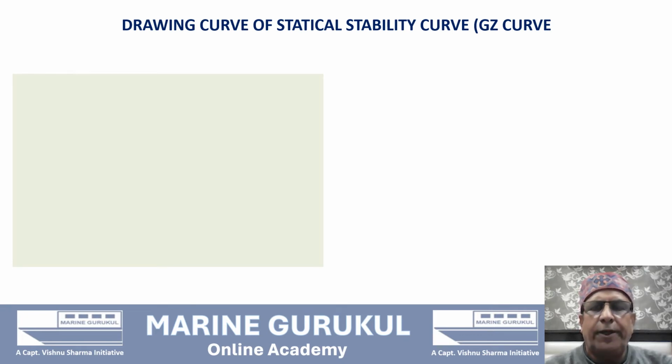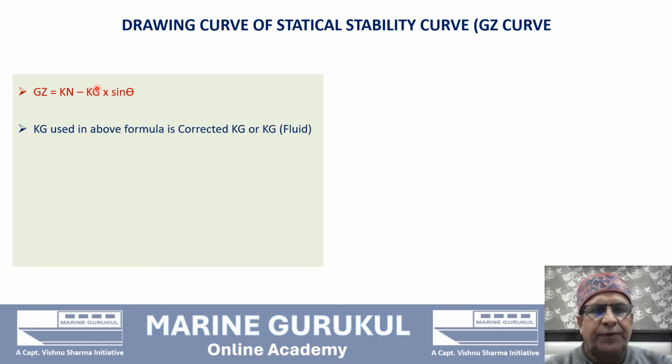Next, we need to draw the curve of statical stability or the GZ curve. And let's have a quick recap of the process which you are already aware of. GZ is equal to KN minus KG sine theta. Which KG is this? KG used in this formula is called corrected KG or KG fluid. What is KG fluid or corrected KG? It is the KG plus FSC.